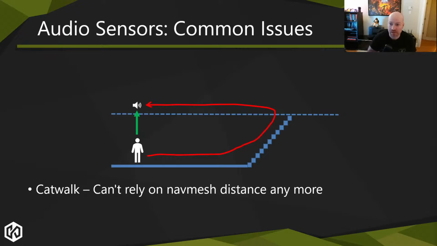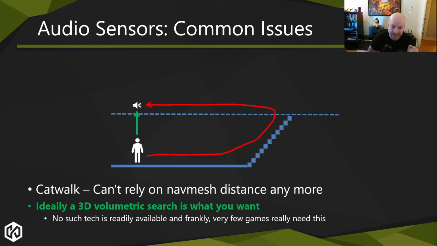Right? There's a bunch of hacks and workarounds and all this kind of stuff. Ideally, what you want is a 3D volumetric search. You basically want a 3D nav mesh that takes into account things like windows and stuff, and then you will do a proper 3D pathfind that takes into account windows and whatever else, that basically says, okay, I'm going to slow it down or whatever.